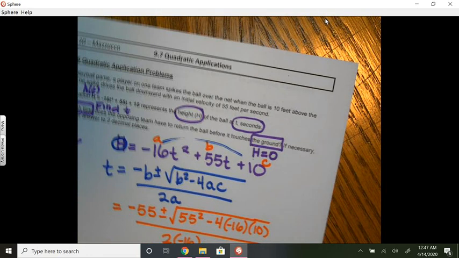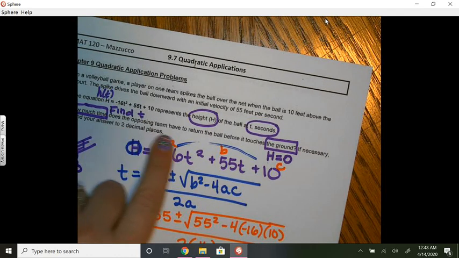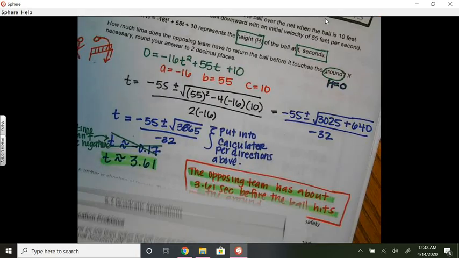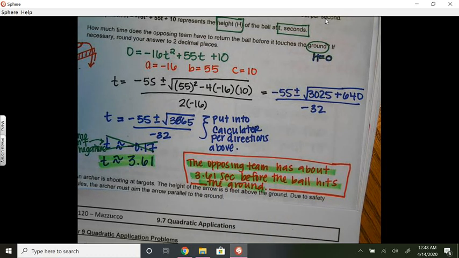So it says, how much time does the opposing team have to return the ball before it touches the ground? So we would say the opposing team has about, because it said to round it, 3.61 seconds before the ball hits the ground. Okay, or it has about that long, and then it will hit the ground.